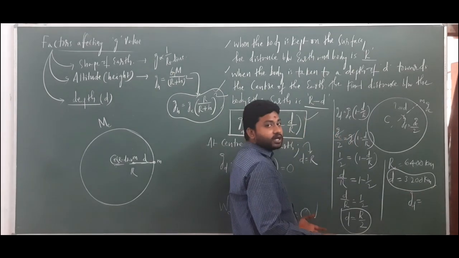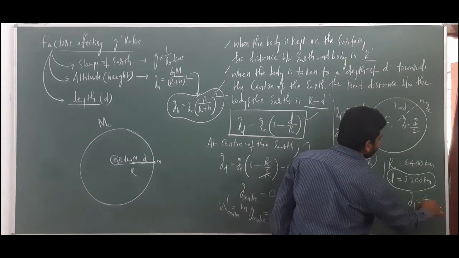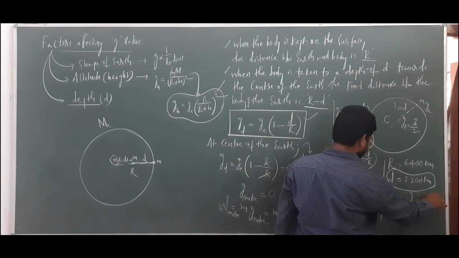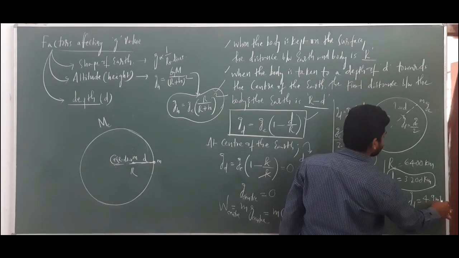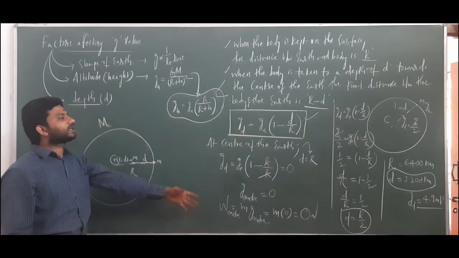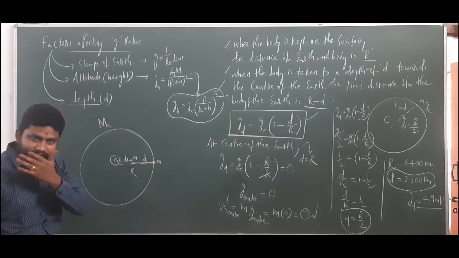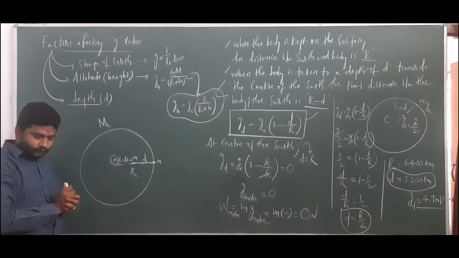Half of it means how much? 9.8 meter per second square on the surface, it will be 4.9 meter per second square. Understand? In this way, the basic numerical related to the depth. Okay, now come back to the diagram here. Come back to the diagram.